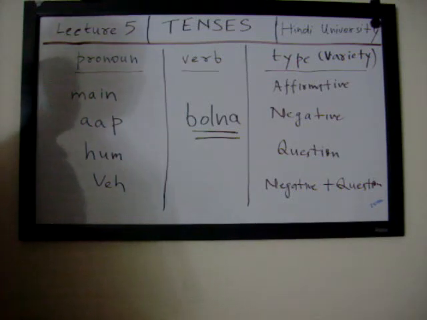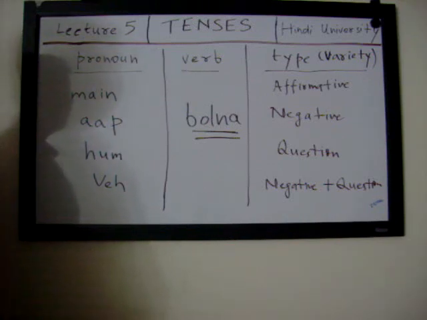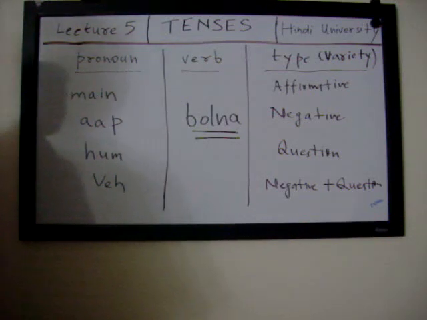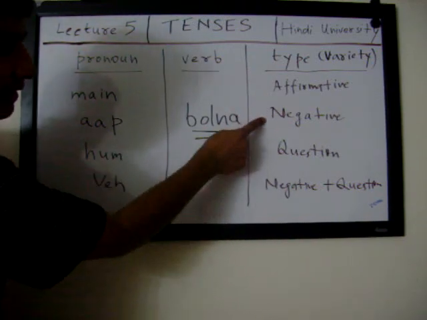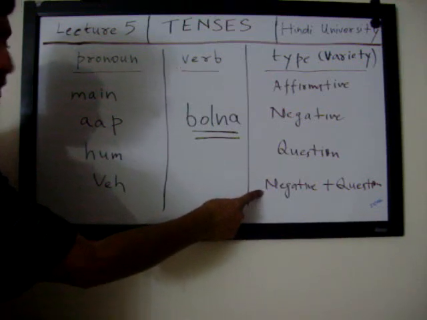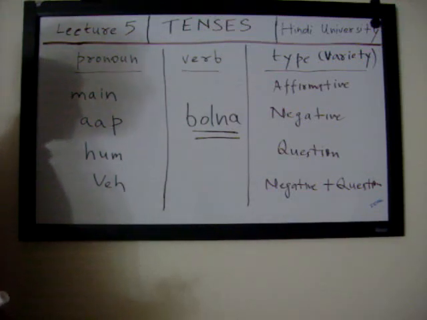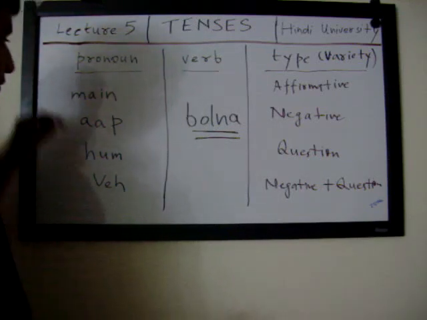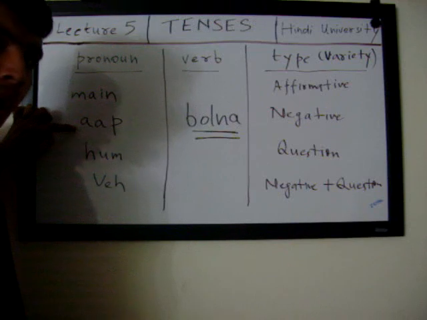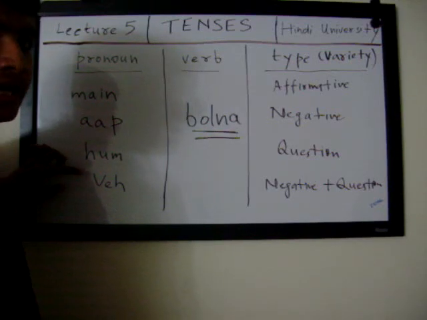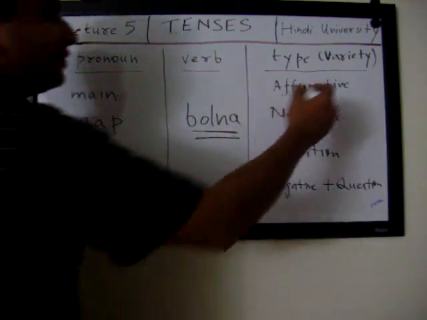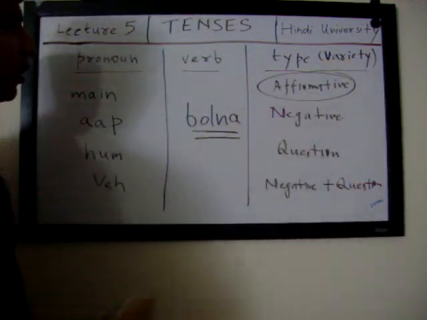In lecture 4 we spoke about the present indefinite form of Hindi. In this lecture we will be talking about the same present indefinite form, but four different varieties, like four kinds of sentences you can make in present indefinite tense in Hindi: affirmative, negative, question, negative question. Affirmative is something we learned in lecture 4, which is main bolta hoon, aap bolte hain, hum bolte hain, ve bolte hain. That's the affirmative form, which we have already covered. Now we'll talk about negative.